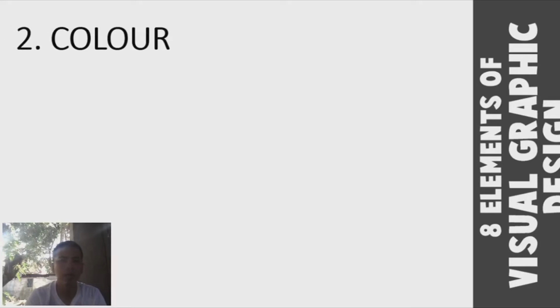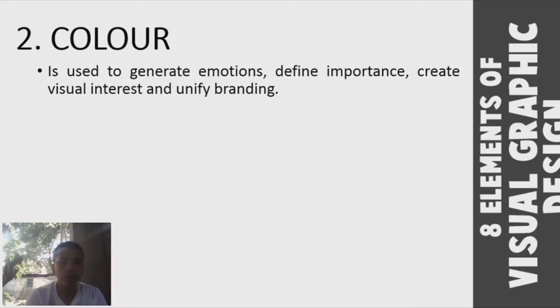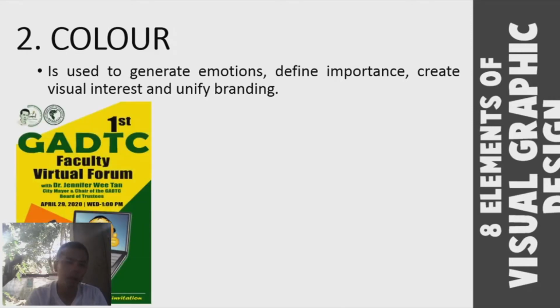Number two elements is the color. So it's used to generate emotions, define importance, create visual interest, and unify branding. So like if we talk about branding, the brand colors of GATTC are the orange, yellow, and green. So as you can see the GATTC page, most of the infographics colors are green, yellow, white, and orange.